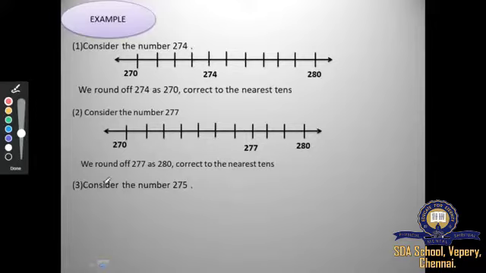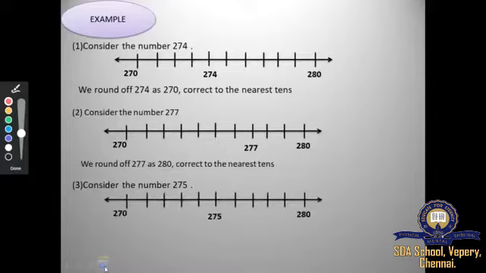The next number, consider the number 275. If we plot the number on the number line, we get 275 lies between 270 and 280. So in this number, in the ones place, we have 5.